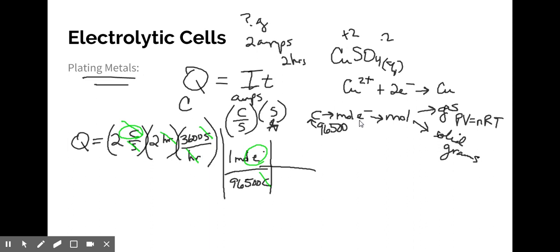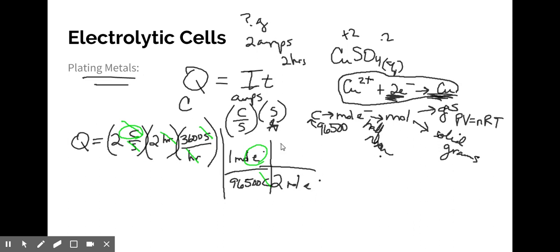In order to transfer from moles of electrons to moles, I look at my half reaction. So that's why I wrote this half reaction at the very beginning. This is my moles of electrons. This is the moles of my solid, because that's solid copper here. So there are 2 moles of electrons for every 1 mole of copper.